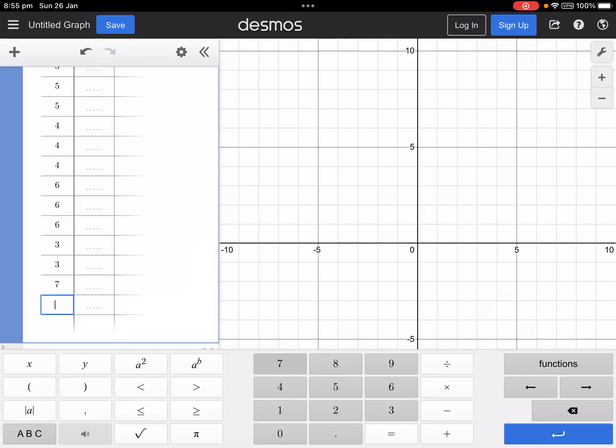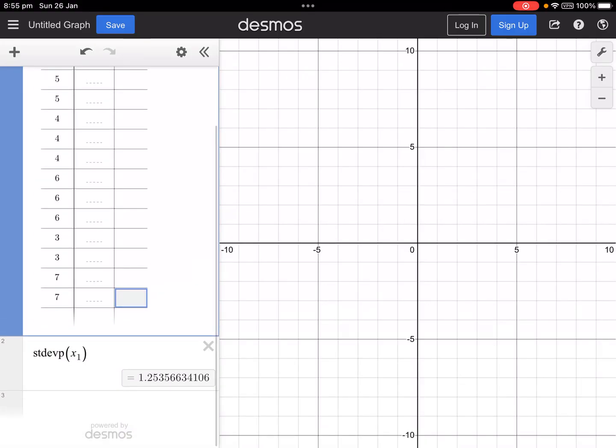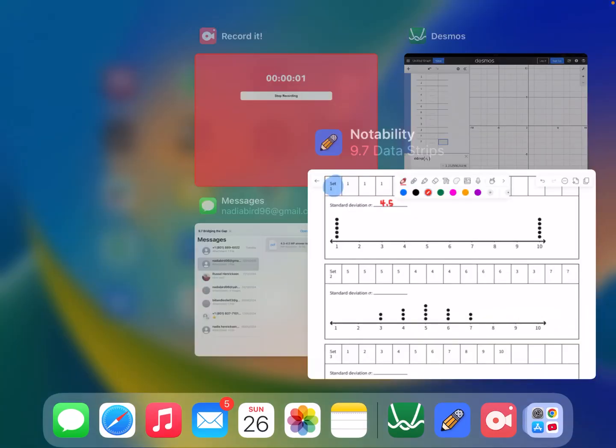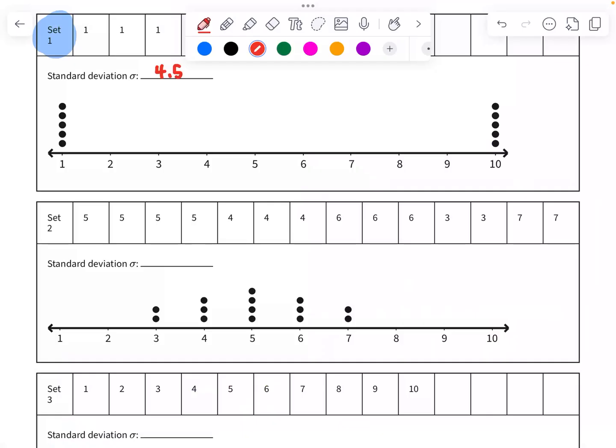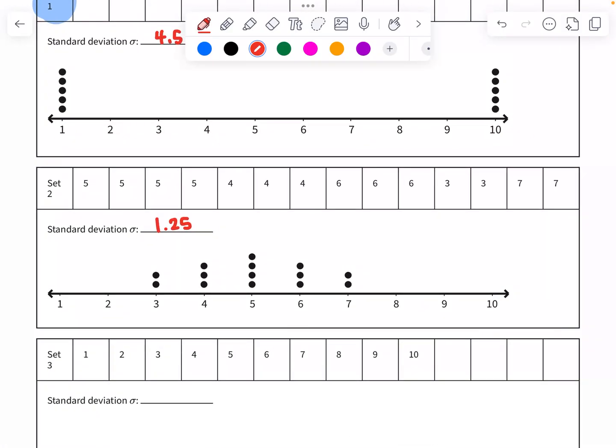All right. So here we have our standard deviation. It is 1.25. So let's go and record that. Second strip. So 0.25. Okay. So we've done set 1 and set 2 now. Let's move on to set 3.